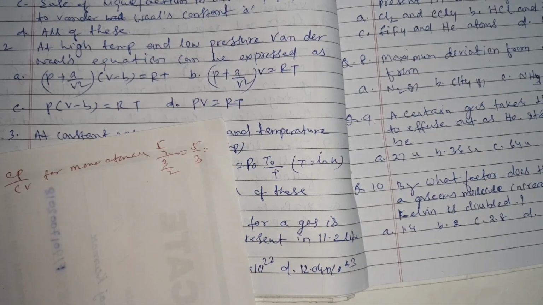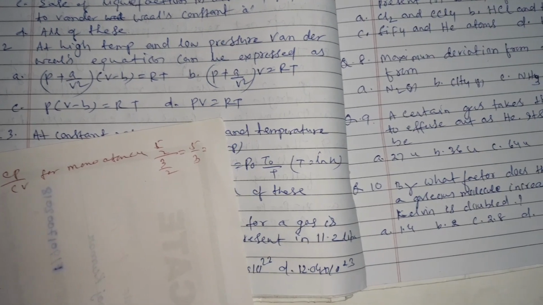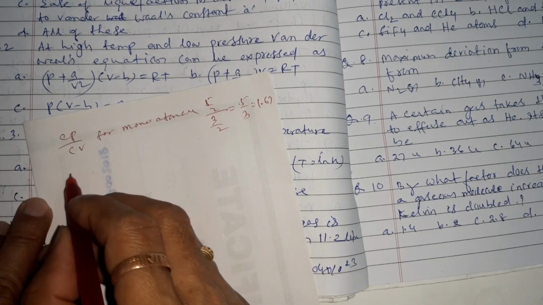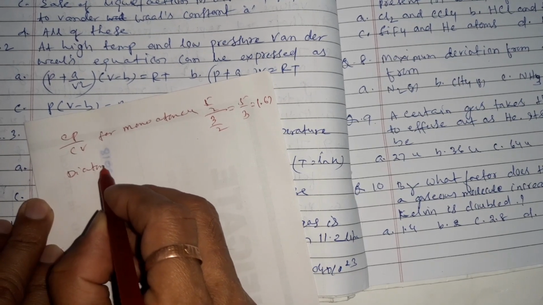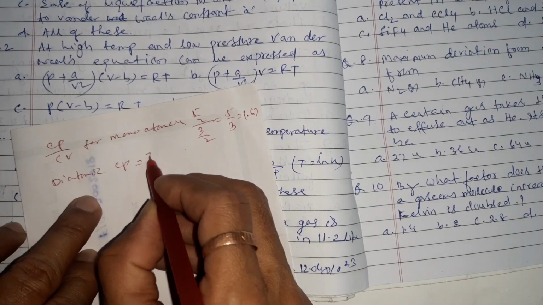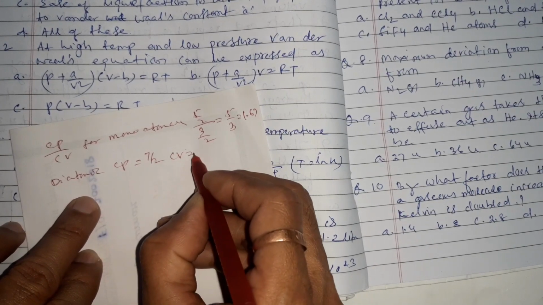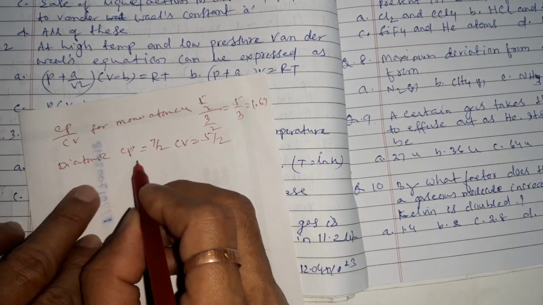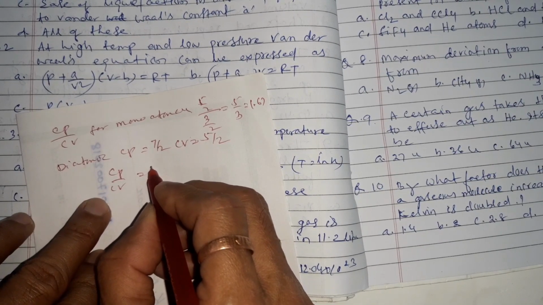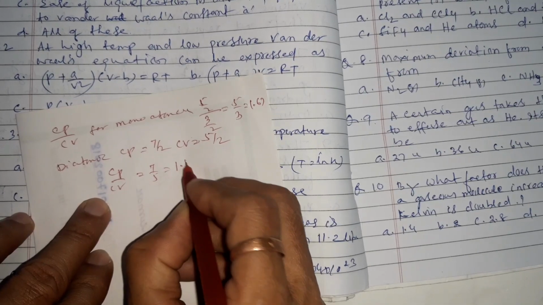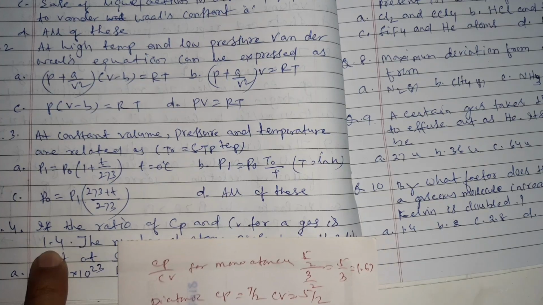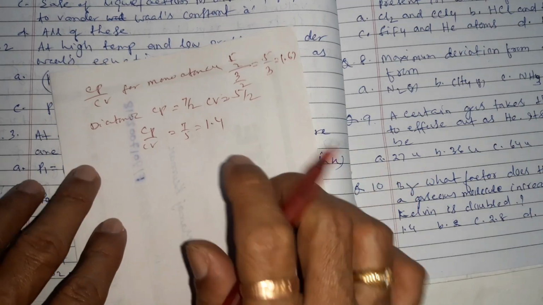So you will get 1.67. For diatomic, what is Cp? Cp value is 7 by 2. Cv is 5 by 2. So its ratio Cp by Cv is 7 by 5, which is equal to 1.4. So it is given 1.4, which means it is diatomic.